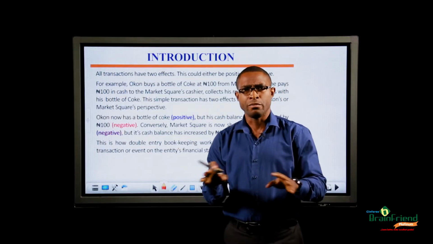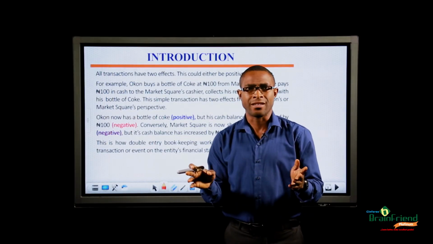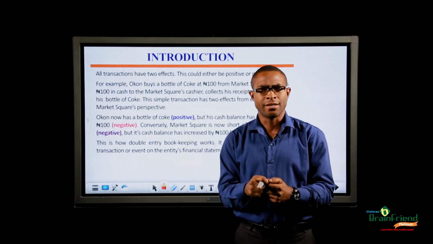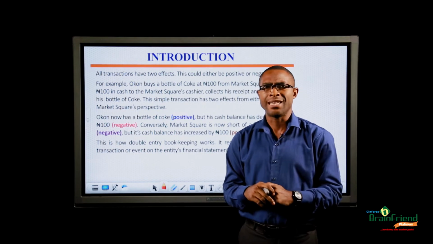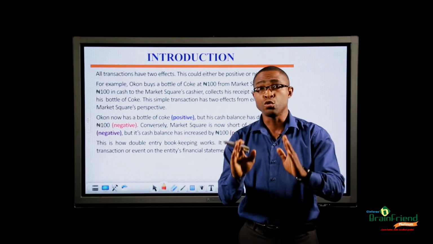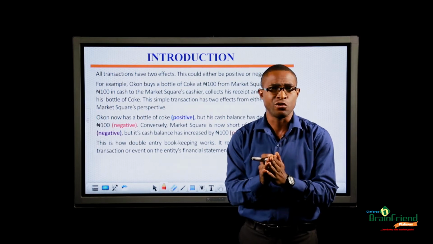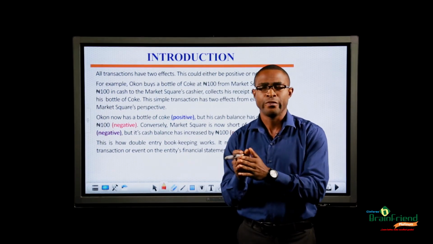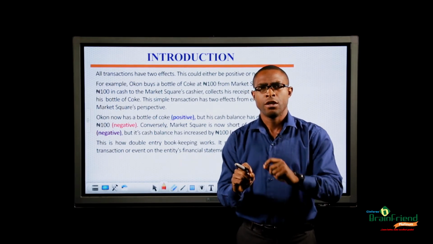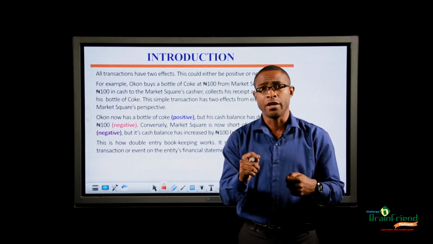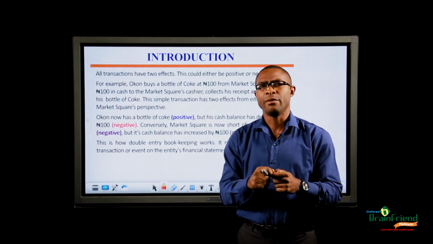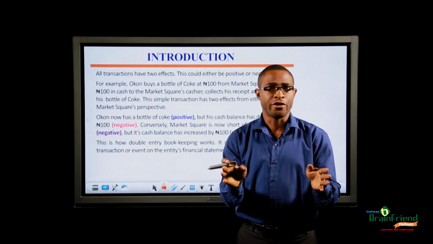All transactions in the business world have two effects. It's either a positive effect or a negative effect. For example, if you step into a mart and you desire to buy a bottle of soft drink, let's say you have 200 naira and you are thirsty, so you need a bottle of soft drink. You walk into a shop, a mart, to get one. When you step in there, you're giving the storekeeper your 200 naira, right? And let's say the bottle of soft drink is 100 naira.